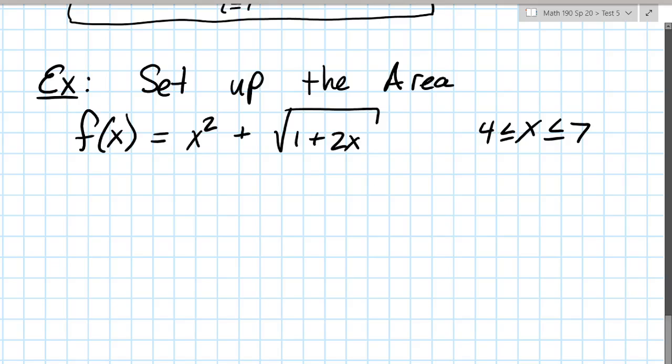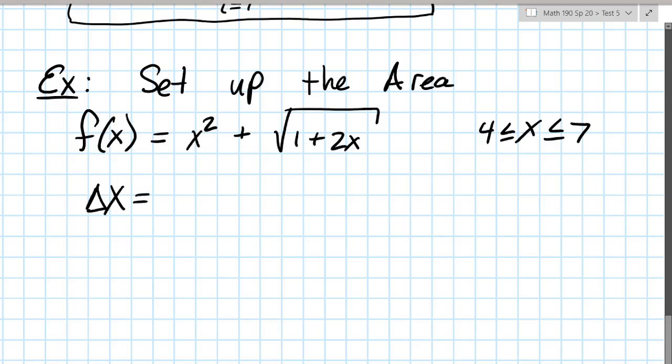Is it a continuous function on this interval from 4 to 7? Yeah, there's no problems here because this function is defined for all real numbers greater than -1/2, so everything's fine over here. It's also continuous for numbers greater than -1/2. So first thing we need to know is what our delta x is.